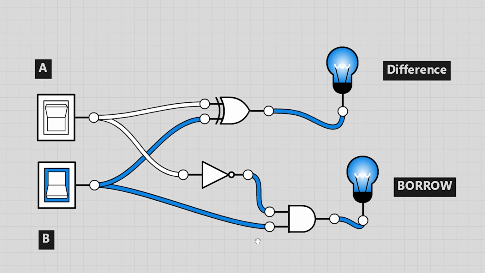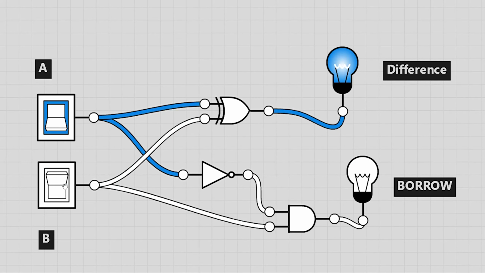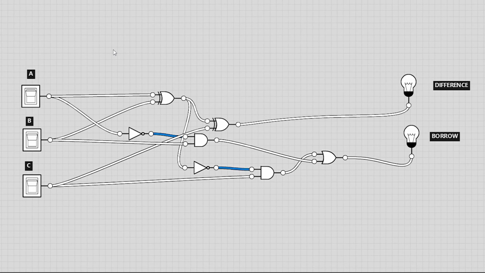Now B is high and A is low. Both the outputs are high. Now A is high, B is low. The difference is high. Borrow is low. Now both the values are high. Both the outputs are low. We are going to see full subtractor.